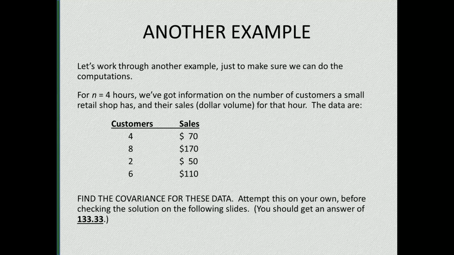So here's another example. Number of customers at a small retail outlet, sales at that outlet. I'm going to ask you to take a minute, pause the video here, work through and find the covariance for these data. You should get 133 and a third. Okay, pause the video, take a minute and look at this.